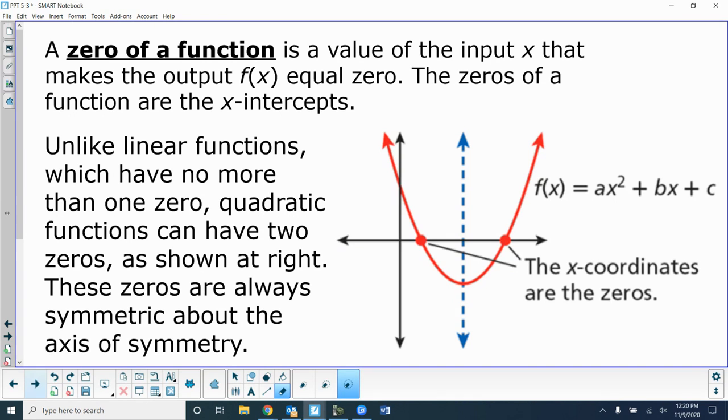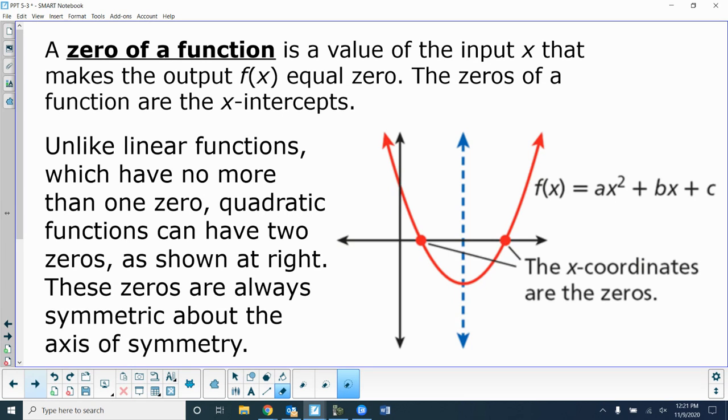Okay, sometimes this parabola is moved up above the x-axis. Does it have any zeros then? No, because it never hits the x-axis. So it won't have any zeros. Sometimes the vertex will be right on the x-axis, so it only has one zero. So it could have 0, 1, or 2 zeros, depending on what your graph looks like.